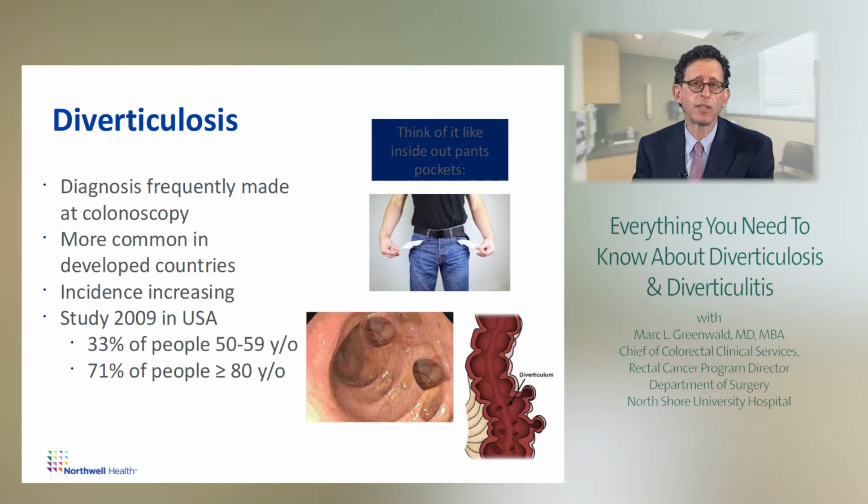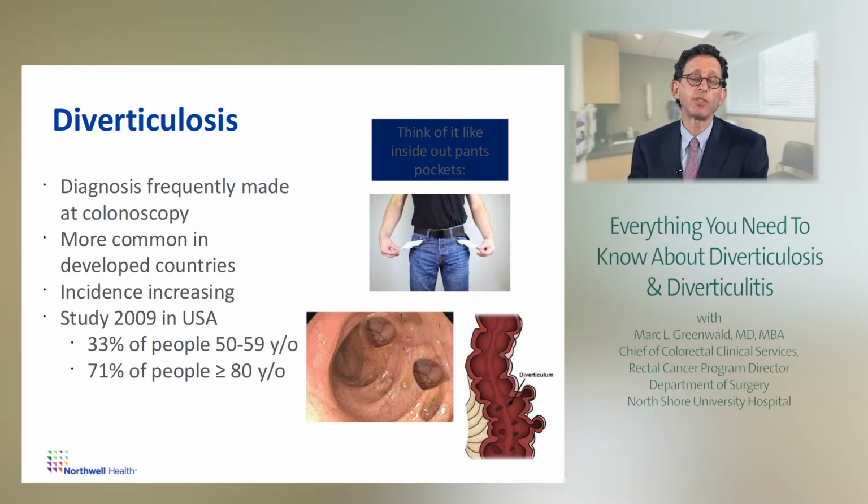These little pockets that form, they typically form right next to blood vessels that come into the colon that bring blood to the colon. Those blood vessels make little weakenings in the wall that allow this stretching to occur, this ballooning, this pants pocket to form outside the colon.